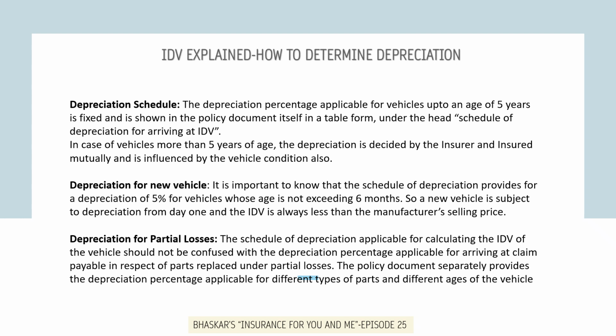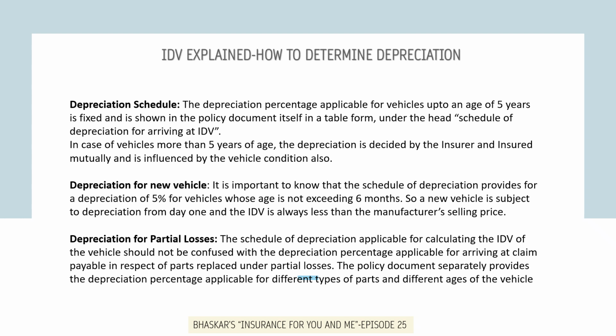In case of vehicles more than 5 years of age, the depreciation is decided by the insurer and the insured mutually and is influenced by the vehicle condition also. It is important to know that the schedule of depreciation provides for a depreciation of 5% for vehicles whose age is not exceeding 6 months. So what it means is a new vehicle is also subject to depreciation from day one, and the IDV is always less than the manufacturer's selling price.